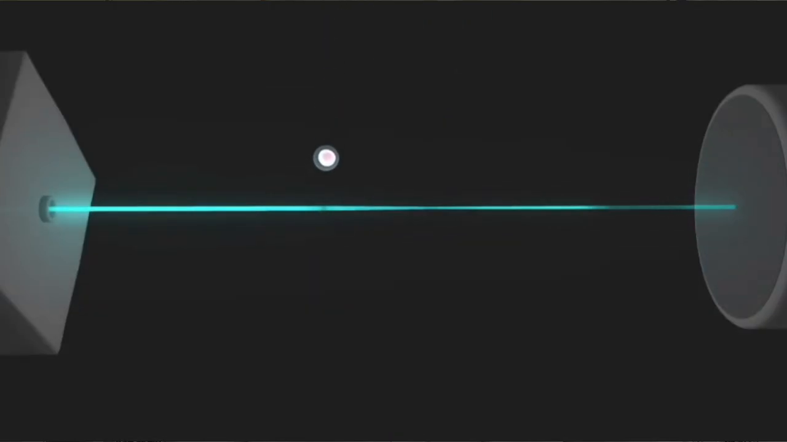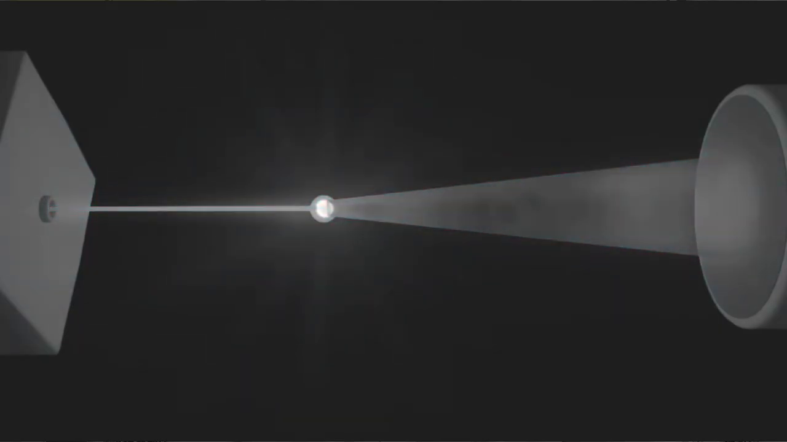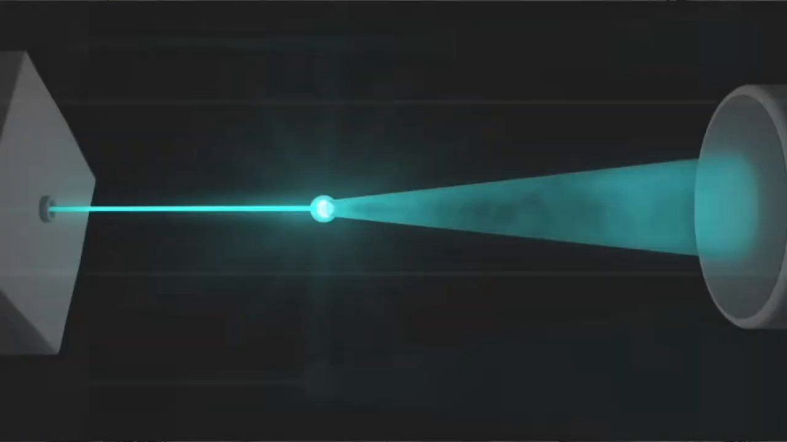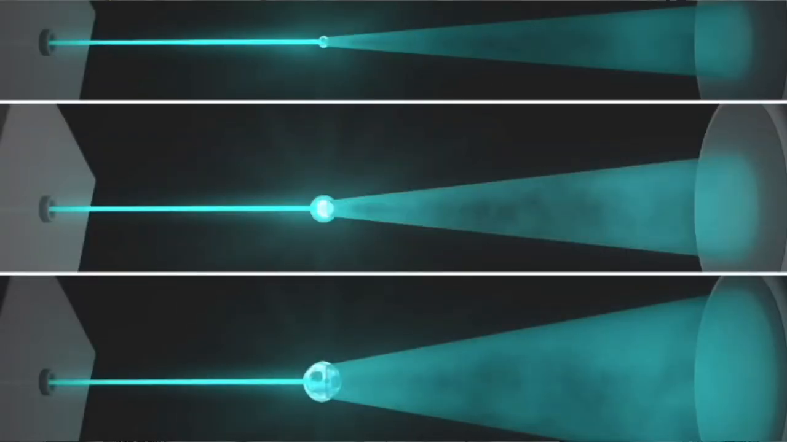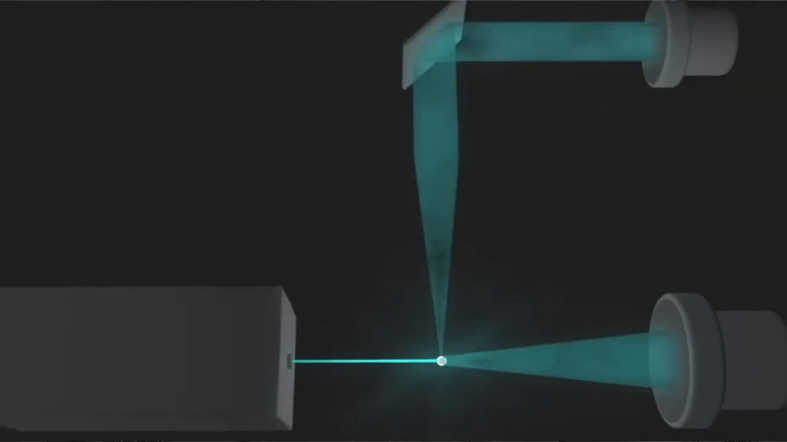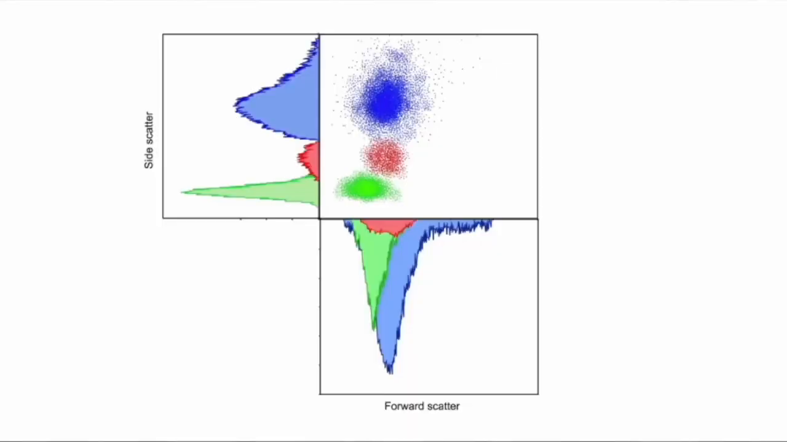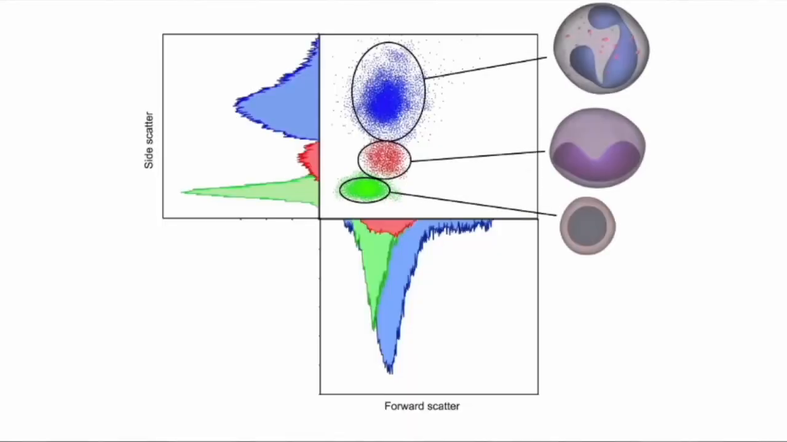As each cell passes through the laser beam, it scatters light and may emit fluorescence. So what sort of fluorescence emissions, and how does the scattering work? There are actually two types of scatter. Firstly, the forward scatter, called FSC, that measures cell size. And the second one is side scatter, called SSC, that measures cell complexity or granularity.